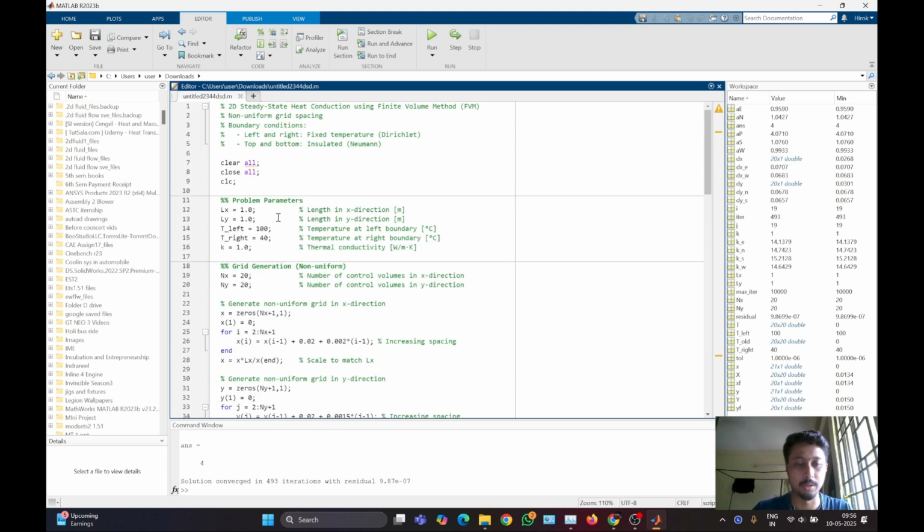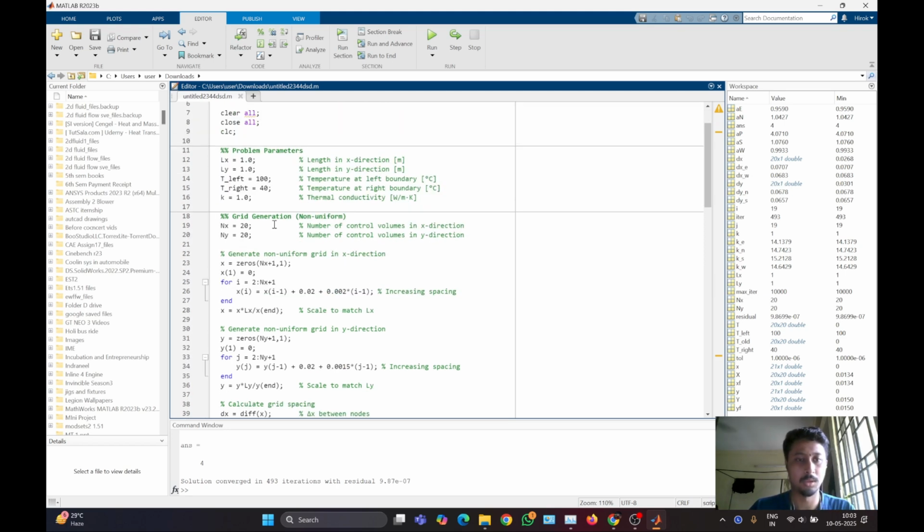First is the problem parameters. We have taken our length in meters, which is 1 in the x direction and 1 meter in the y direction. The temperature at the left is taken as 100 degrees centigrade, where we have a fixed temperature along the boundary. On the right side of the grid, we have taken our temperature at 40 degrees centigrade, and the thermal conductivity is 1 watt per meter Kelvin.